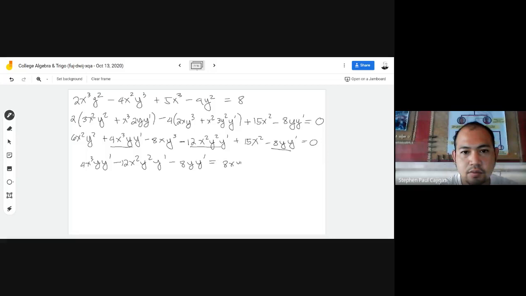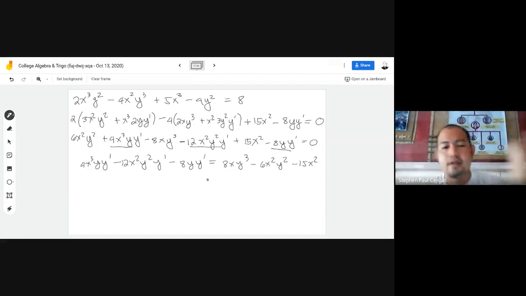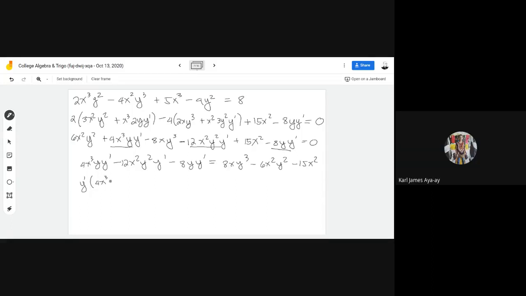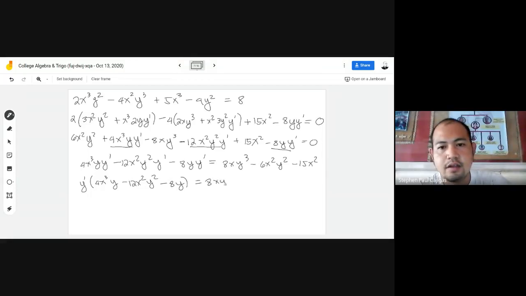So 8xy cubed minus 6x squared y squared minus 15x squared. Okay, so buhaton niya na ig pa-factor out ang y prime. Factor out y prime. Okay, so mabibilin 4x cube y, close na, minus 12x squared y squared minus 8y. Alright, is equal to, copy line niya.